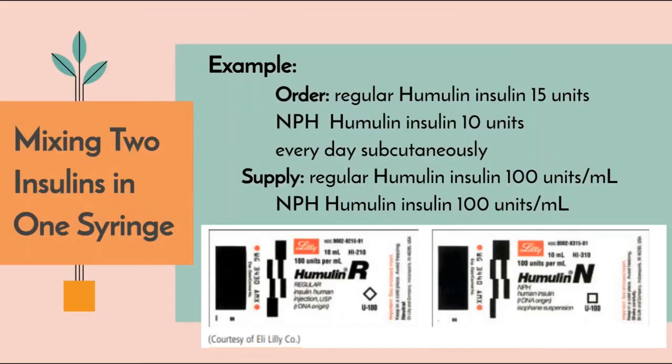Here is one example of mixing two insulins in one syringe. Order: first is regular Humulin insulin 15 units. Second, we have NPH Humulin insulin 10 units, every day subcutaneously. Supply: first, we have regular Humulin insulin 100 units per ml. Second, NPH Humulin insulin 100 units per ml.